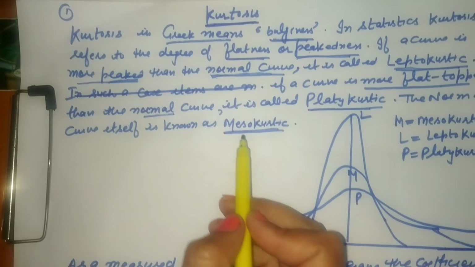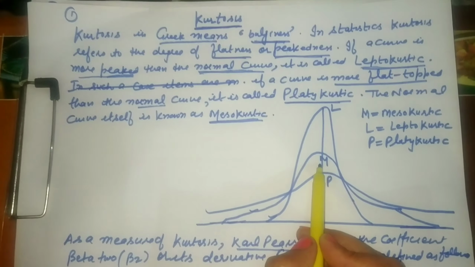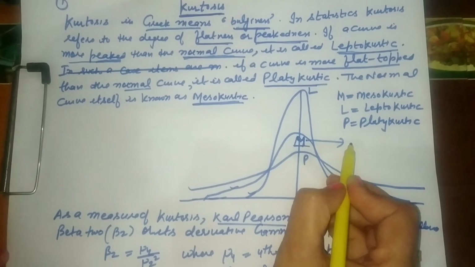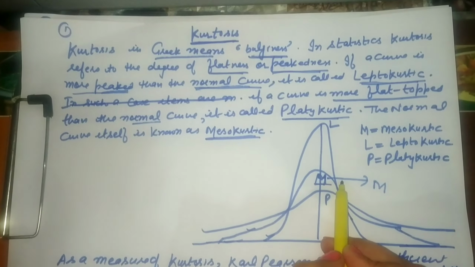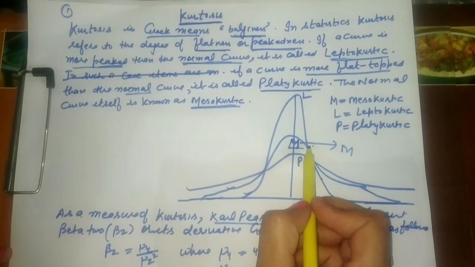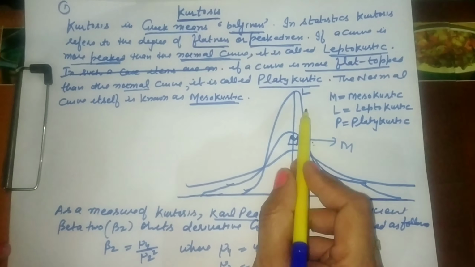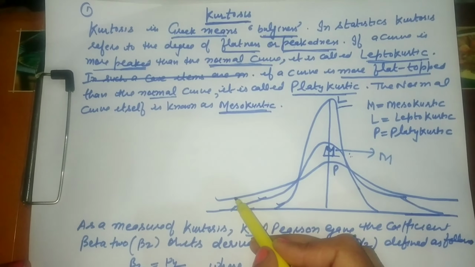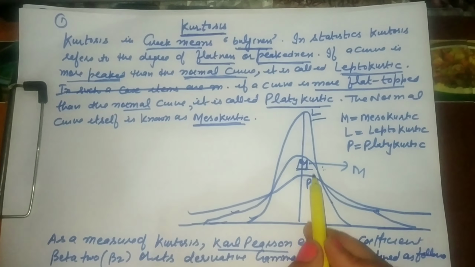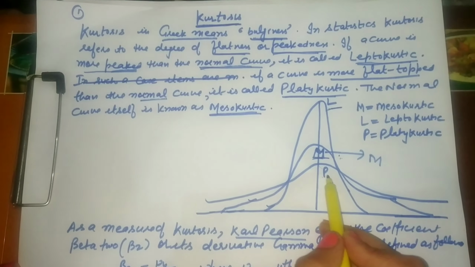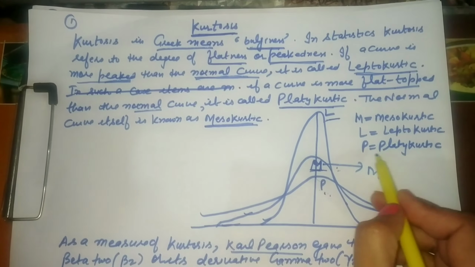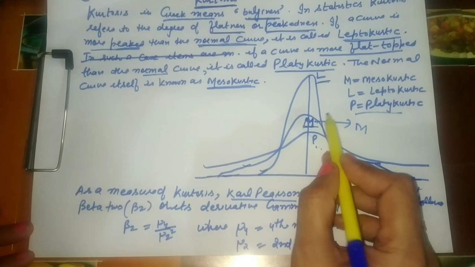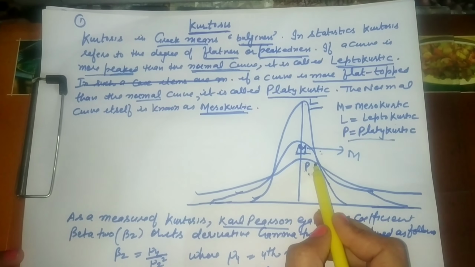That means we compare with the normal curve. The normal curve is known as mesokurtic. I have denoted it as M. If the curve is more peaked than the normal curve, that is the mesokurtic curve, then it is known as leptokurtic. And if the curve is more flat than the normal curve, then it is known as platykurtic. I have denoted the symbol P for platykurtic, L for leptokurtic and M for mesokurtic. This is a normal curve, this is a peaked curve, and this is a flat curve.